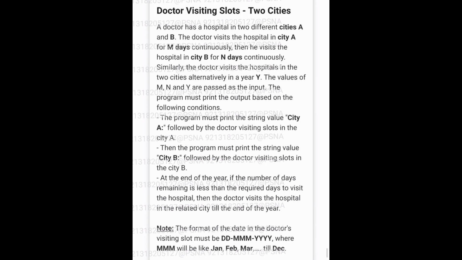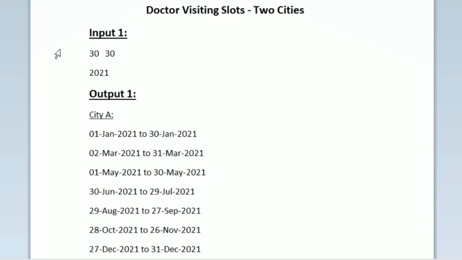This is the question asked in today's SkillRack daily challenge. So we are given three integers in our input. In the first line we have two integers, 30 and 30, and in the second line we have an integer which represents the year. The given year is 2021. The first integer represents m and the second integer represents n.